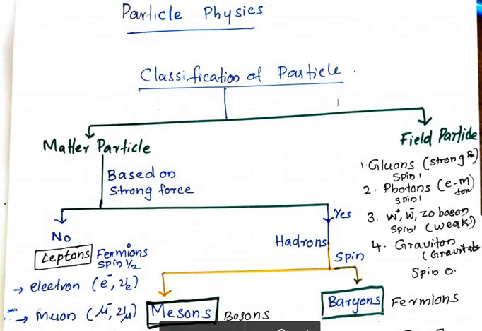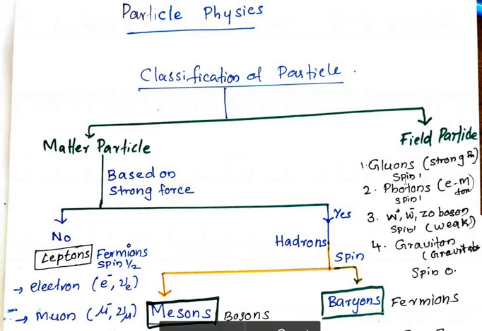We can also classify the particles in another way. This is a more fundamental classification of particles. Here we can classify the particles into two types based upon their interactions: matter particles and field particles. Matter particles are responsible for the matter present in the universe. So matter is made up of matter particles, that is atoms, nuclei, molecules, compounds, all these things are made up of matter particles.